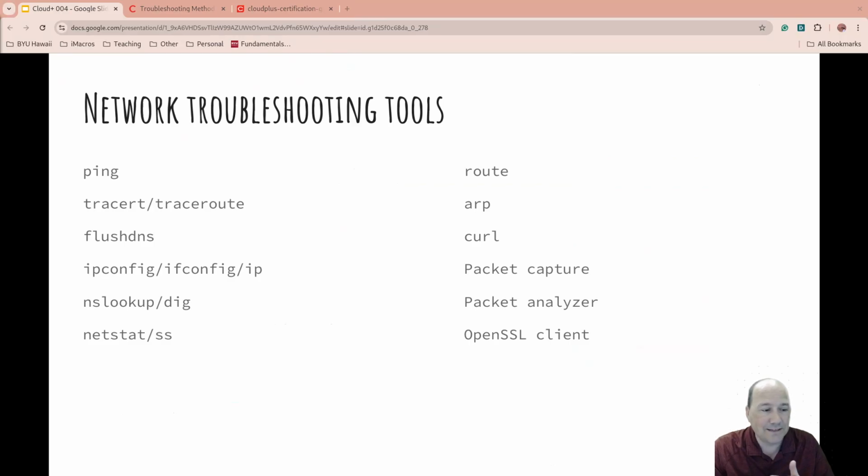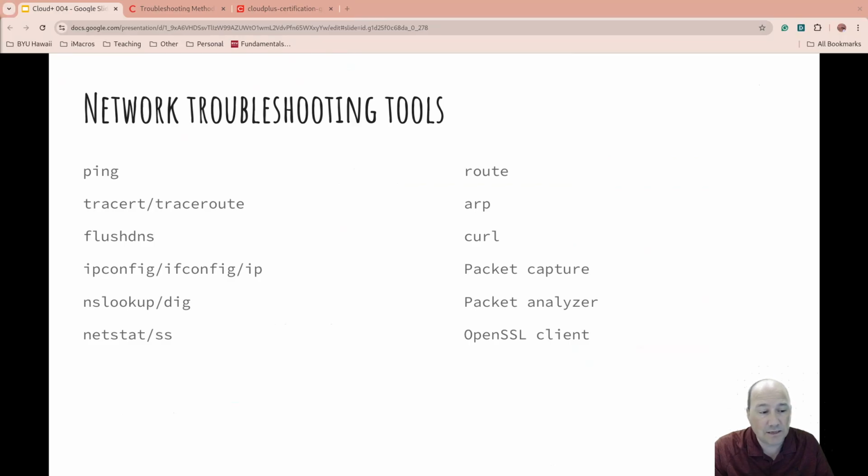ARP, understanding what ARP requests are coming and making sure no one's poisoned your ARP. curl, being able to do just standard web requests. I also like wget because I'm on the Linux side. So you should be familiar with both of those.